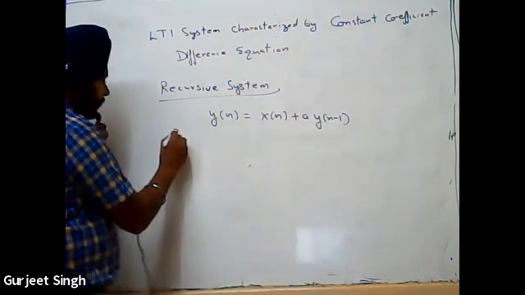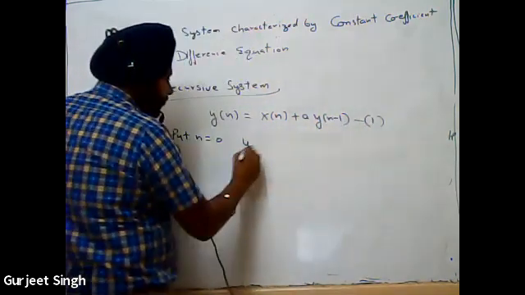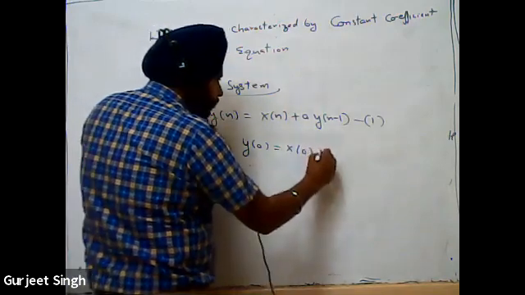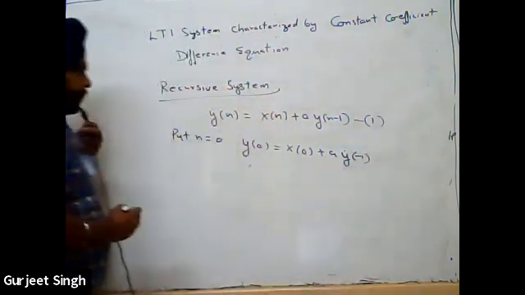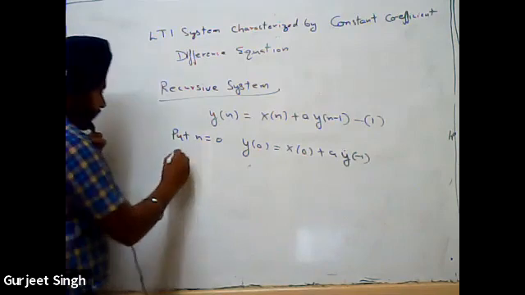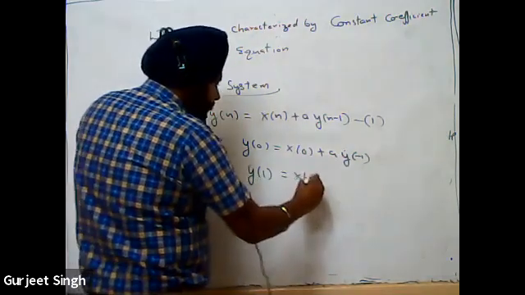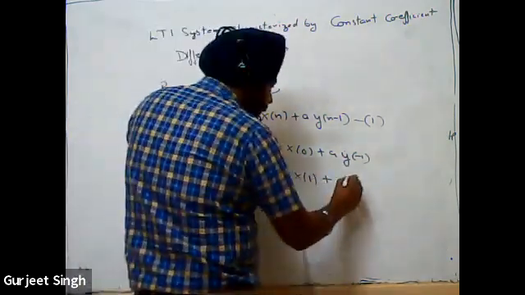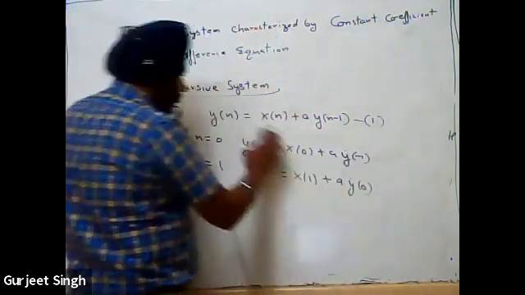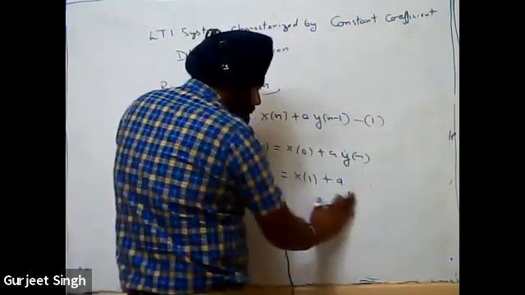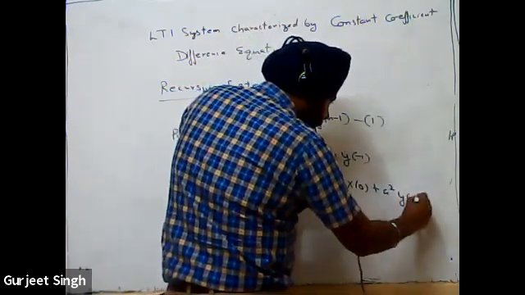First of all, I put n equal to 0 in this first equation. I get y[0] equals x[0] plus a y[minus 1]. Now I put n equal to 1 in the first equation. I get y[1] equals x[1] plus a y[0]. Instead of writing y[0], I put its value, which gives a x[0] plus a squared y[minus 1].